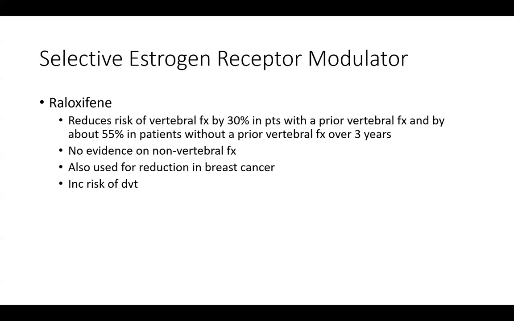We have our selective estrogen receptor modulators like raloxifene, and again, the reduction is a little bit more modest than our bisphosphonates. There's no evidence on non-vertebral fractures, really. It's also used for reduction in breast cancer, but we have an increased risk of DVT.